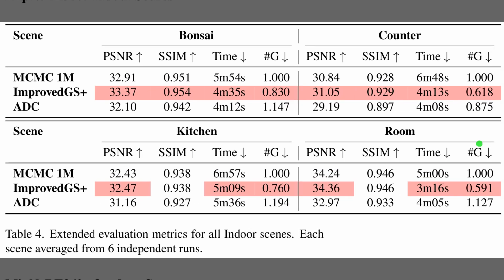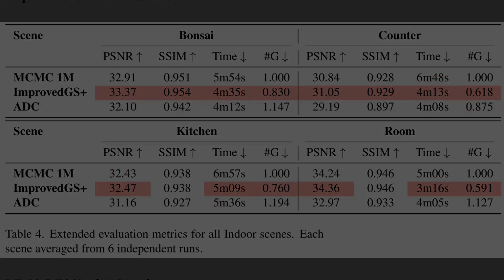Alright, Table 2 looked at final performance for 2 scenes, so Table 4 now expands this with extended evaluation metrics across all 4 indoor scenes. The highlighted rows confirm that ImprovedGS Plus consistently beats the MCMC and ADC baselines in image quality and training time. Looking specifically at the room scene in the bottom right, the model achieves a superior peak signal-to-noise ratio using only 0.59 million Gaussians, compared to the 1 million required by the MCMC baseline. This sharp drop in parametric complexity cuts the training time to just over 3 minutes, which clearly validates the method's high-speed capabilities.